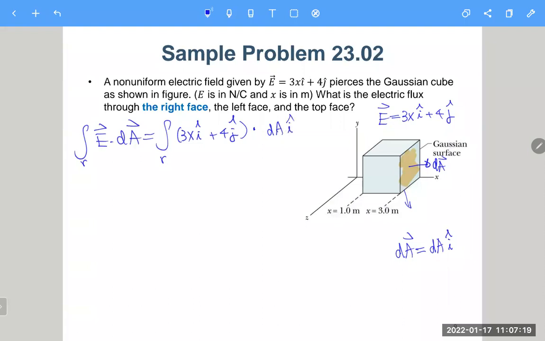Okay, for the inner product in the Cartesian coordinate, we can have 9 identities. One is i dot i, i dot j, i dot k. Also, we could have j dot i, j dot j, j dot k. And also we can have k dot i, k dot j, k dot k.